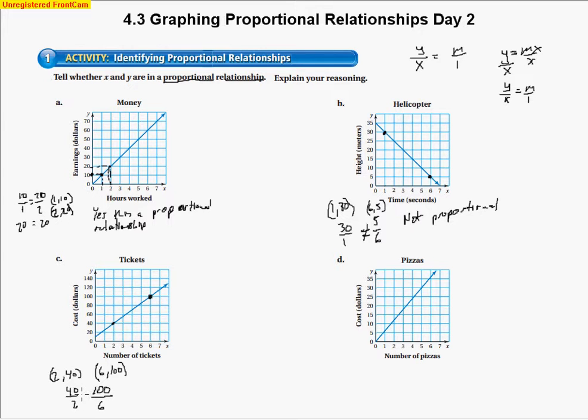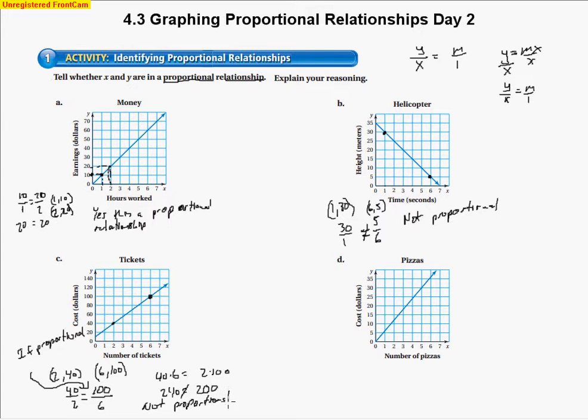Now, are these proportional? That means the two fractions need to be equal if they are proportional. So if proportional, they will equal. When we cross multiply to find out, 40 times 6 should equal 2 times 100 if they are proportional. But when I multiply those, I get 240 equals 200. So I see those are not proportional.